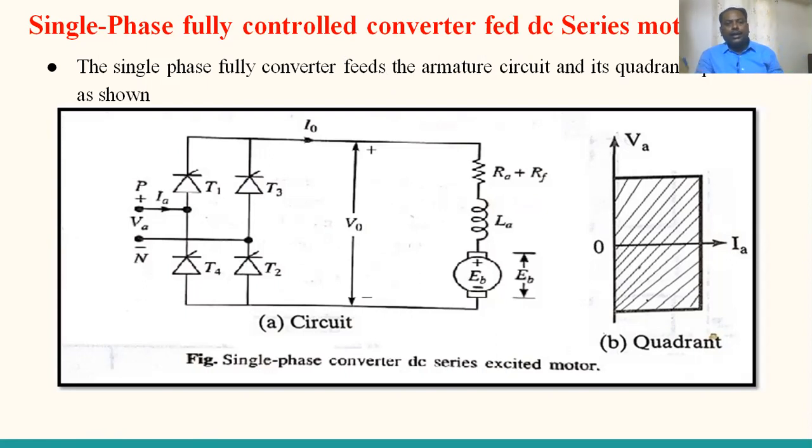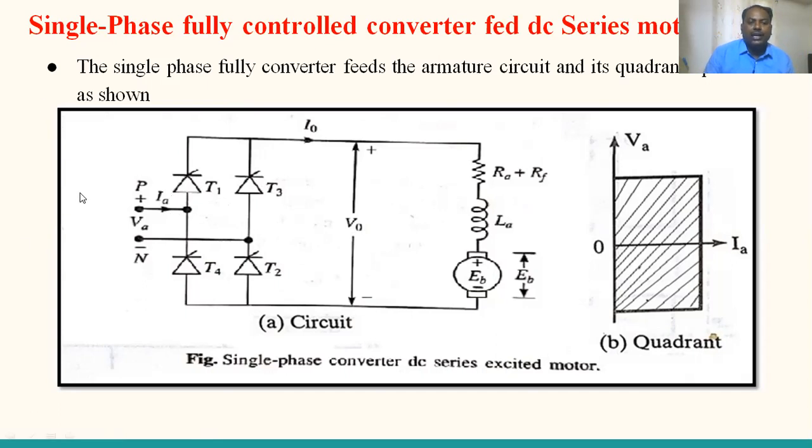The single phase full converter feeds the armature circuit and its quadrant operation is as shown. What is the difference between this circuit and the previous circuit? This circuit has a fully control converter instead of a semi-control converter. The fully control converter has all thyristors, but the semi-control converter has 2 control switches and 2 uncontrolled switches.